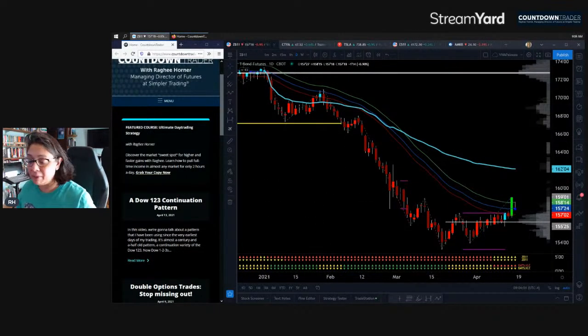Again, good to see this move. I think we might see a little bit of back and forth for some time, but it's good to finally see that move.